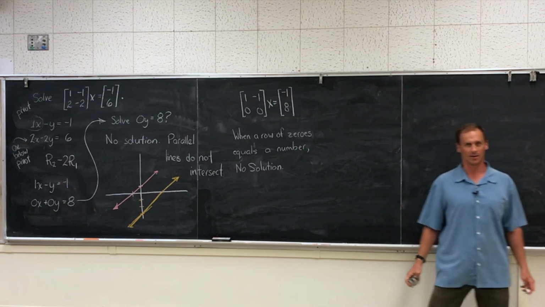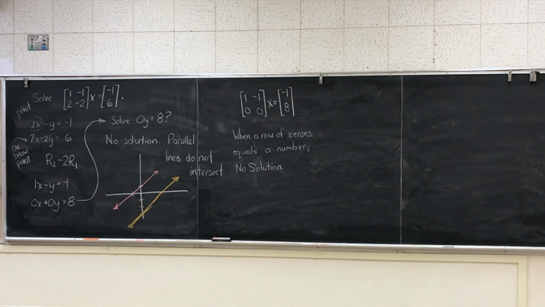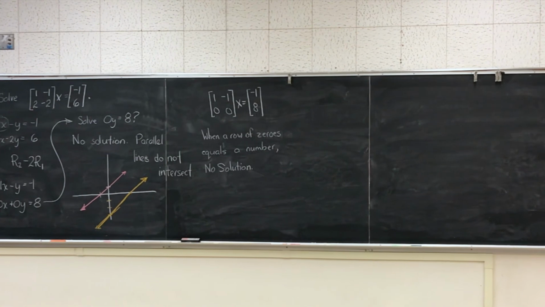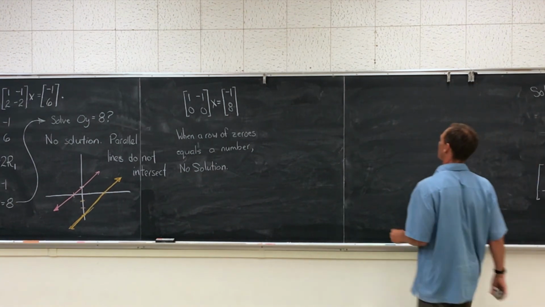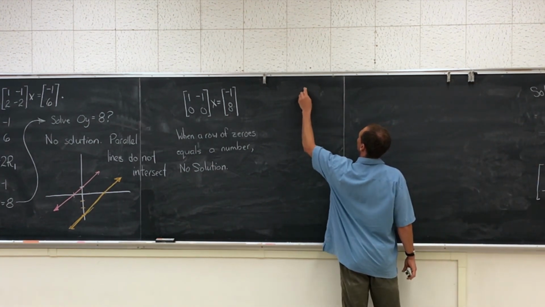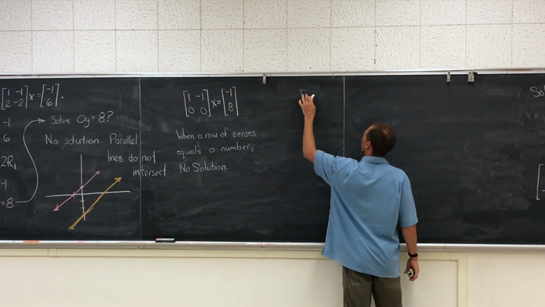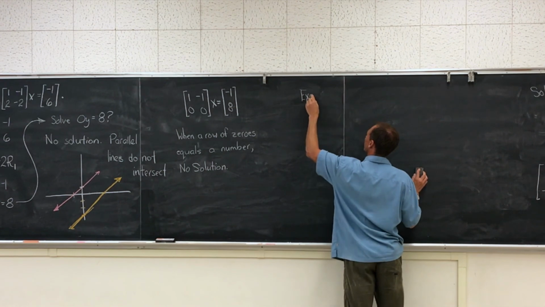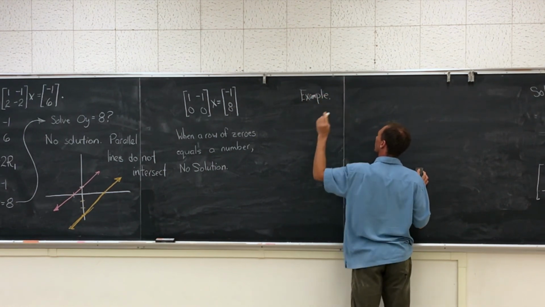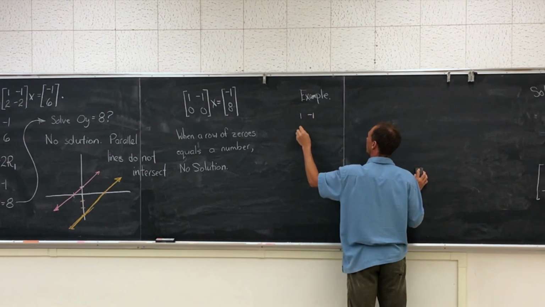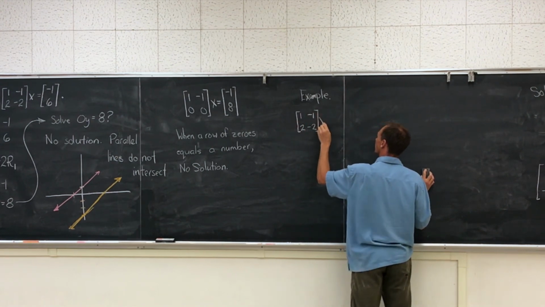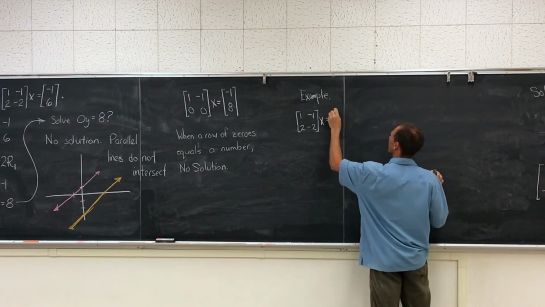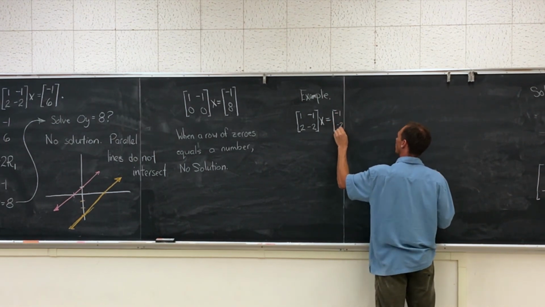All right, let's try one more. So, the last example will be this. How about this? [1, -1; 2, -2] times some vector of scalars x equals [-1; -2].